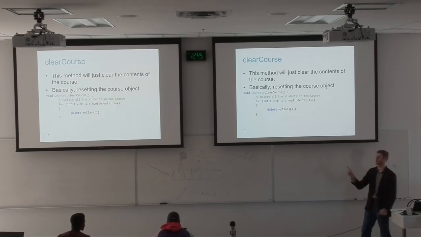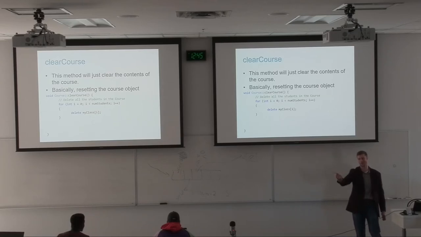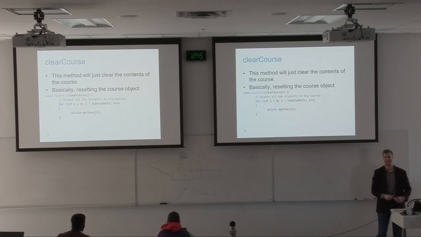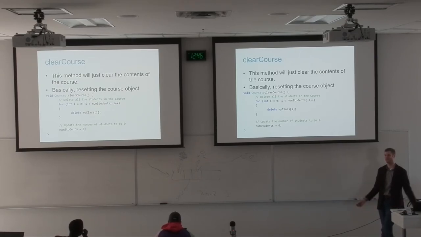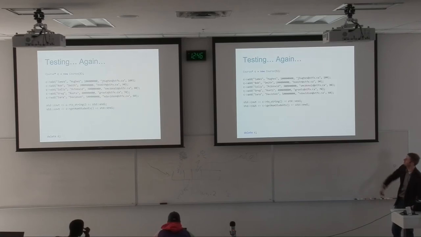This is clear course, not delete course. But I like where you're going. We're going to come to that in a moment. Change the number of students. That's all, yeah. Well, how many students are now left in the course? None. Why? Well, because they're gone. Right? You're thinking of delete course. We'll get there. So if we test it again, here's some code that one could use to test it again.